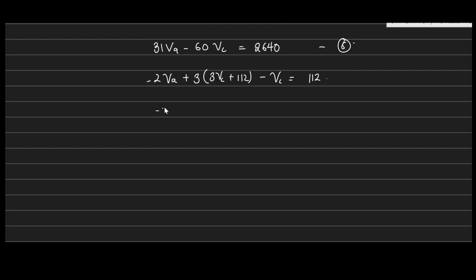We have negative 2VA. This is 9VC minus VC, that's plus 8VC, right? And then 112 by 3. That is 336. So 336, go the other side, we're going to have 112 minus 336. You have negative 224 here. Okay, so this is equation number 6. So you can now solve equation number 5 and equation number 6, right?